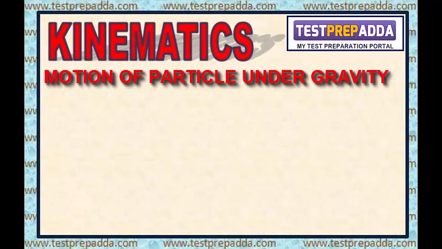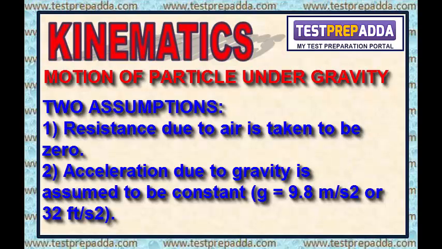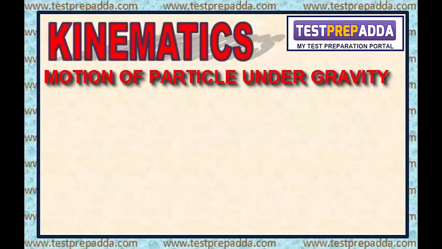Dear students, in this session, I will start the discussion of motion of particle under gravity. When we deal with the motion under gravity, we take two important assumptions. Number one, resistance due to air is taken to be zero. Number two, acceleration due to gravity is assumed to be constant, and that is g is equal to 9.8 meter per second square. First of all, I will talk about free fall of the object.